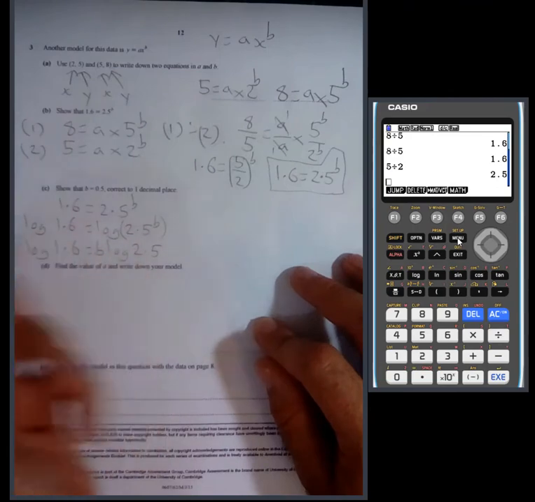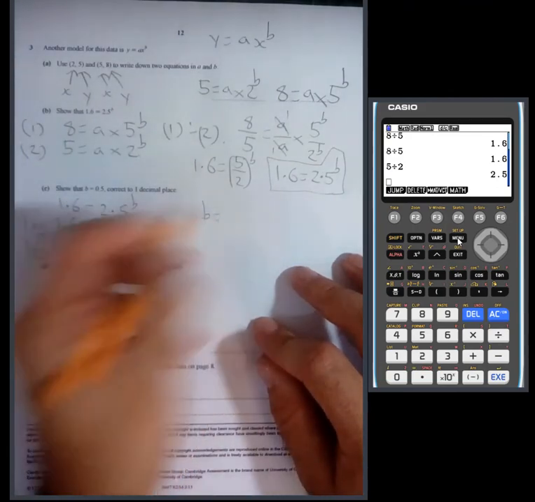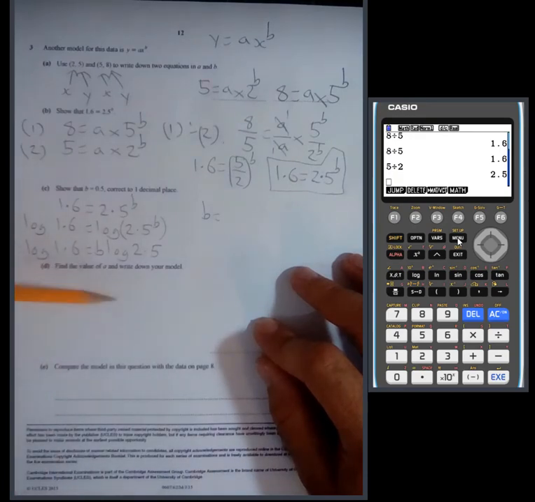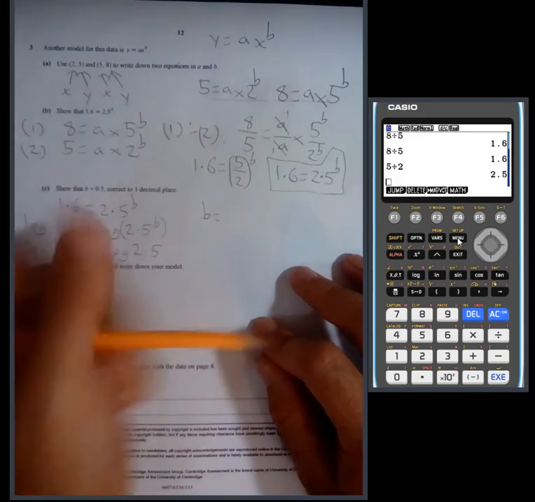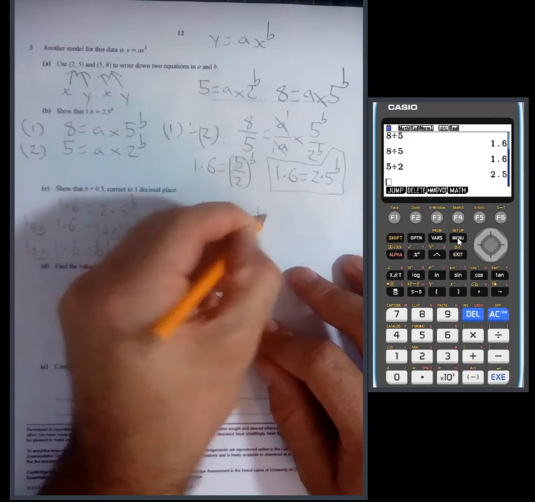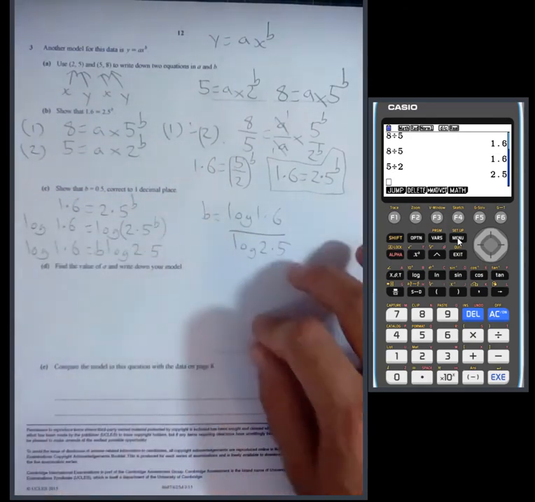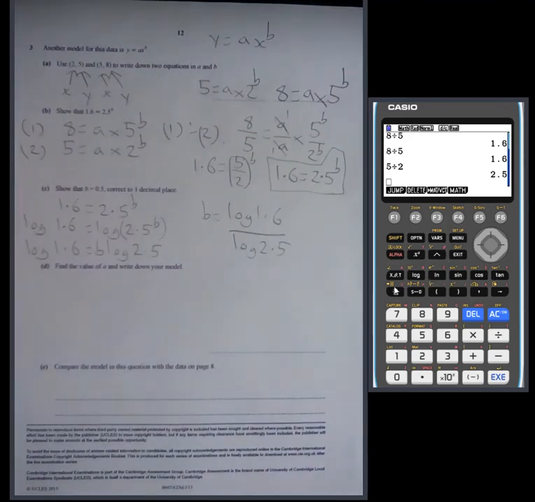So that means that b, if you solve for b, we're going to divide both sides by log 2.5. So b is going to be log 1.6 over log 2.5. Go to the calculator. Log 1.6 over log 2.5.